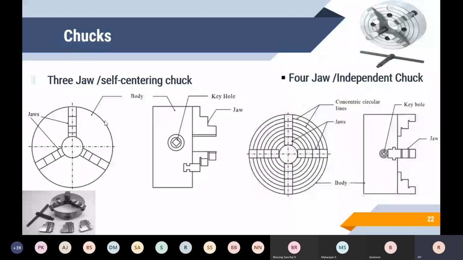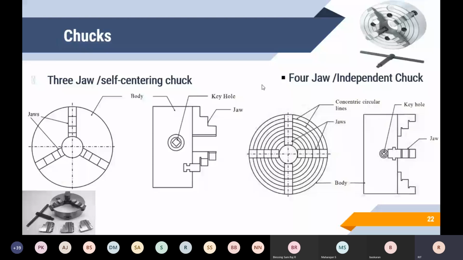The first is the 3-jaw chuck. You can see the 3-jaw chuck has 3 jaws. The 3 jaws are fitted into 3 slots to slide at the same time with equal movement. They are moved by rotating any one of the 3 pinions with the chuck key. By applying the chuck key and rotating it, all 3 jaws move towards the job.